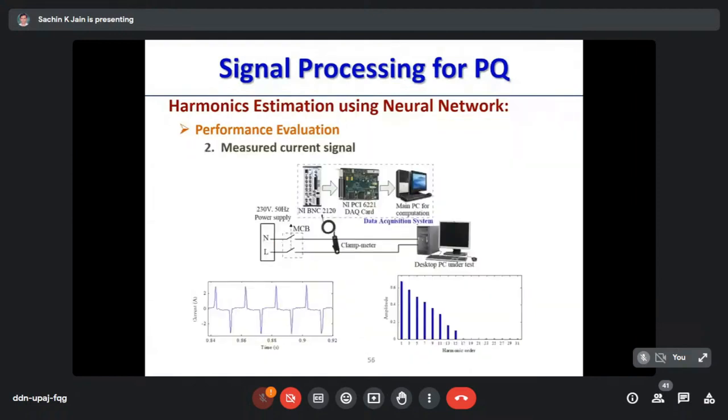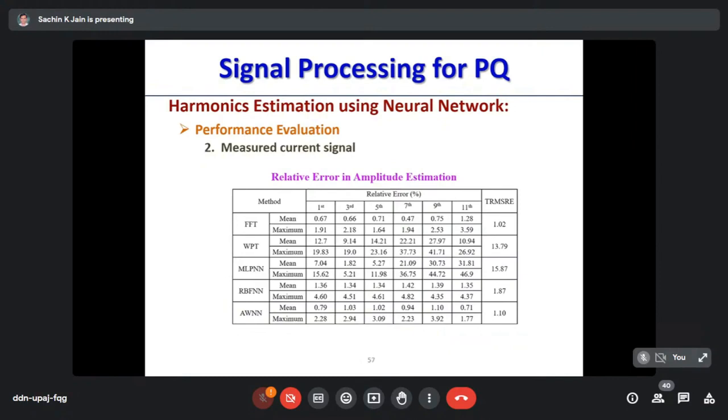This is a performance evaluation with some real life signals, where current fed to the signal processor or UPS system has been recorded and analyzed, and these are the actual results obtained for harmonics. Now there may be other harmonics also in the system, but this is the drawback of the neural network, that it can provide only a limited number of harmonics, so it has provided this many. These harmonics were computed: first, third, fifth, seventh, ninth, and 11th, and this is the error in estimation.